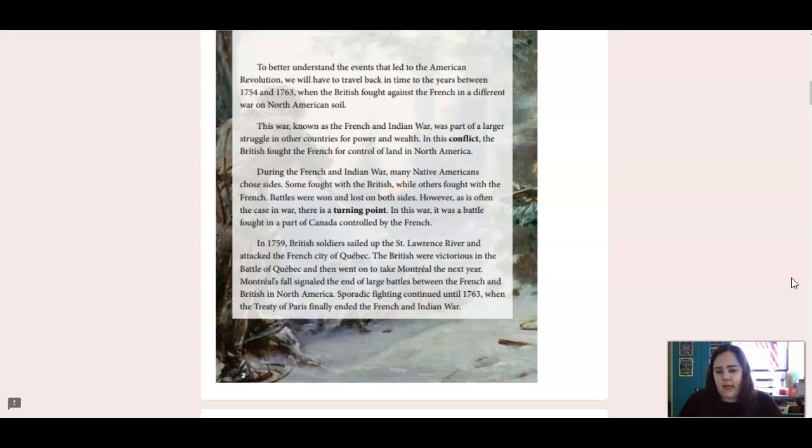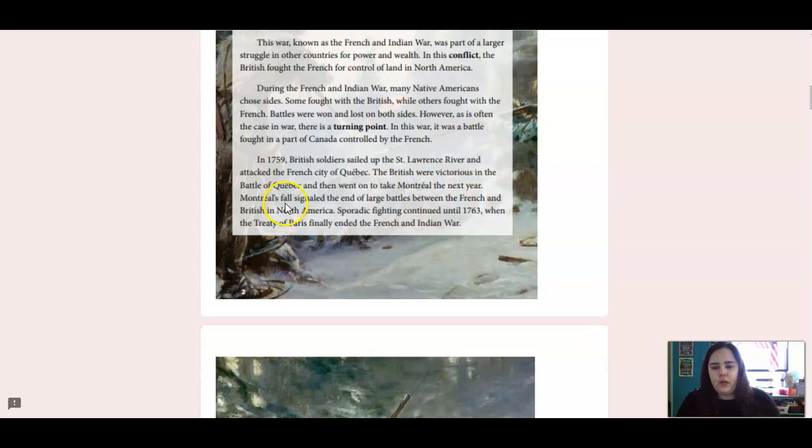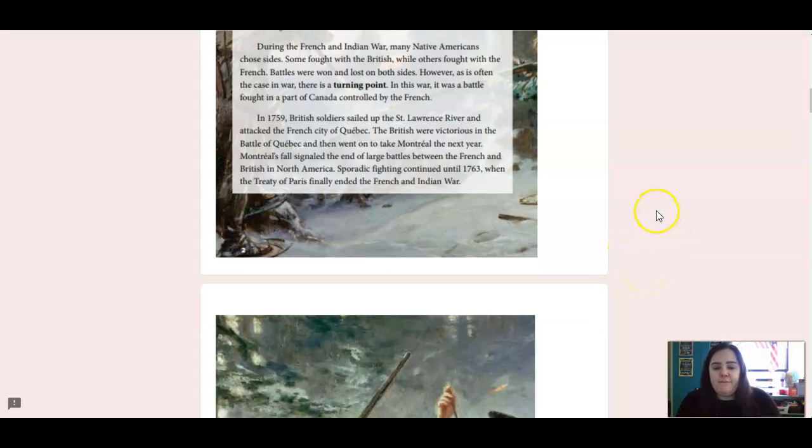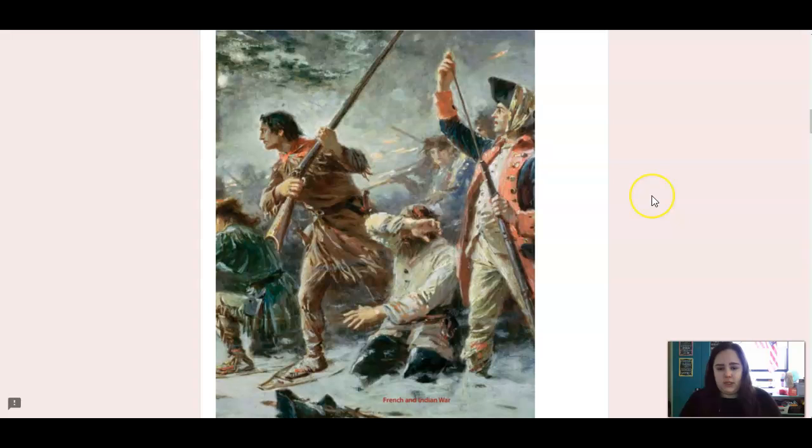In 1759, British soldiers sailed up the St. Lawrence River and attacked the French city of Quebec. The British were victorious in the Battle of Quebec and then went on to take Montreal the next year. Montreal's fall signaled the end of large battles between the French and British in North America. Sporadic fighting continued until 1763, when the Treaty of Paris officially ended the French and Indian War. And here is a picture showing the French and Indian War. So lots of different people were fighting on both sides between the French and the British.